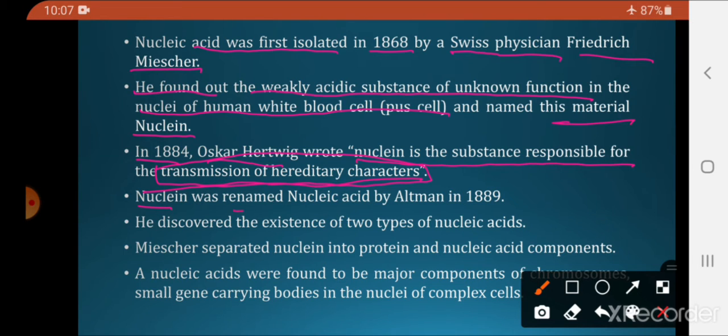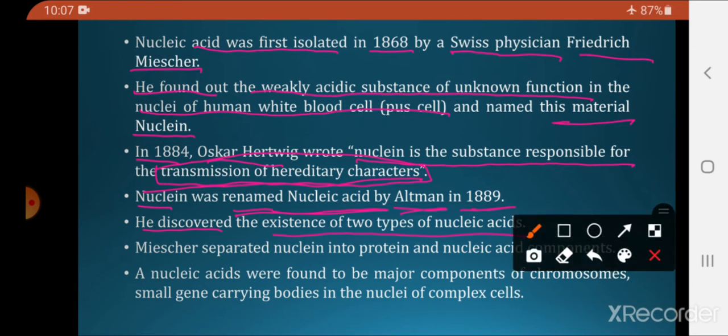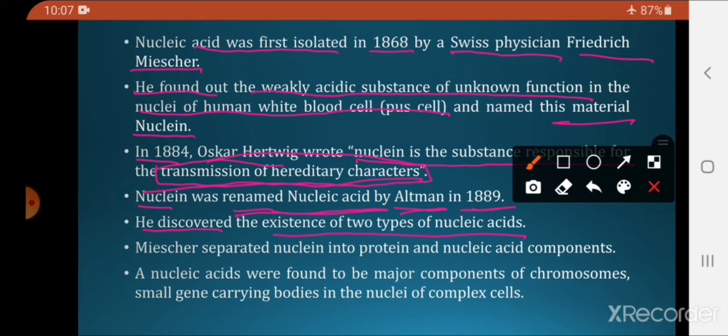This nuclein was renamed as nucleic acid by Altmann in 1889. So, nuclein was later named as nucleic acid by Altmann in 1889. He discovered the existence of two types of nucleic acids. Altmann discovered that there are two types of the nucleic acids present. Today we know that nucleic acids, one is RNA and another one is DNA. That is ribonucleic acid and deoxyribonucleic acid. Miescher separated the nuclein into protein and nucleic acid components.